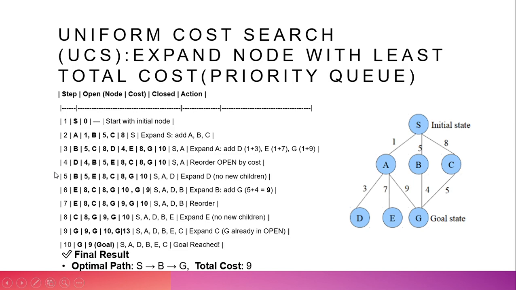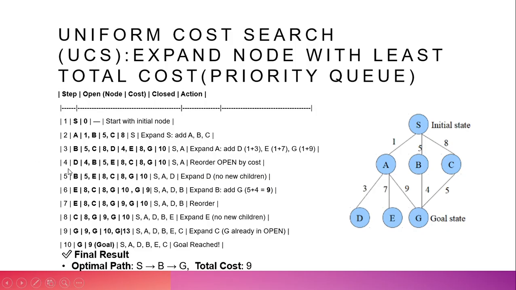Now we have to reorder the elements because we are using a priority queue. A priority queue always keeps the data in ascending order. So that's why D will come first as the cost is 4. Then B5, E8, C8 and G10. So that is our step 4. We have done the reordering of the queue.